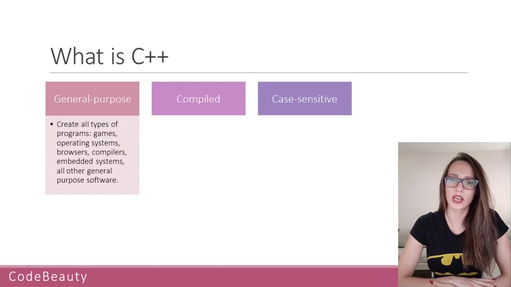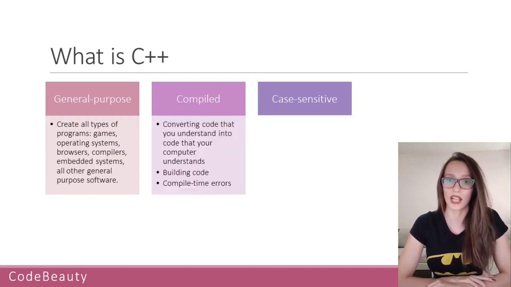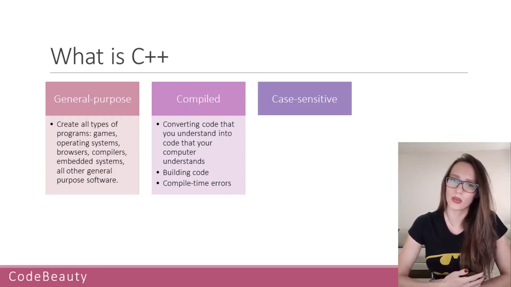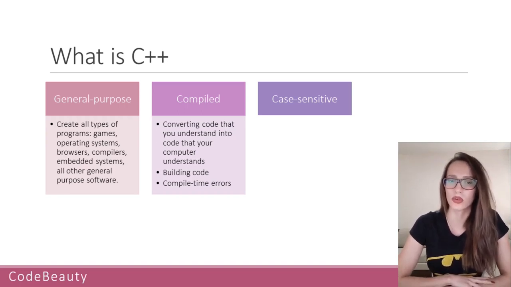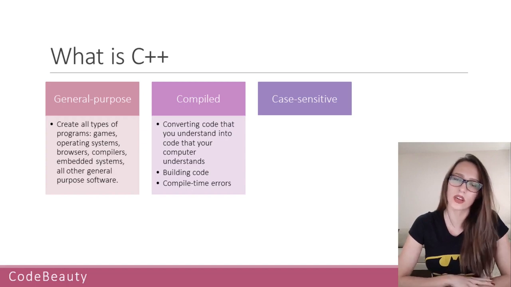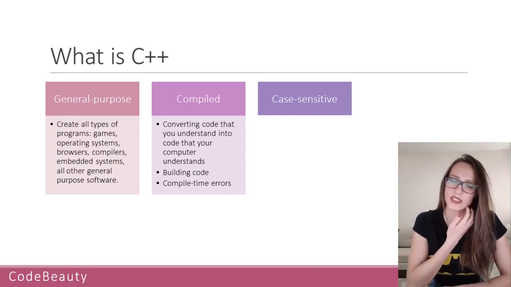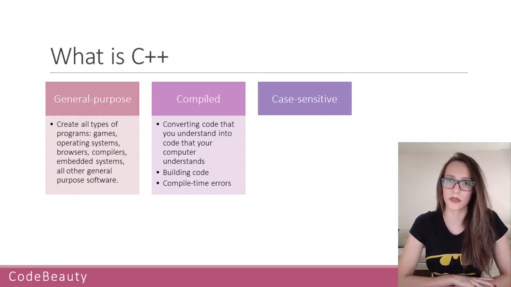After that, I would like to mention that C++ is a compiled language. That means that the code that you write first has to be compiled, converted, translated into another language that is understandable to your machine, to your computer. That phase is called compiling code or building code. There are certain errors that can occur in this phase, of course, and those are compile time errors. This type of error is usually the most common among beginners, among people who are just starting to learn C++, and we are going to demonstrate some of those compile time errors when we start coding.